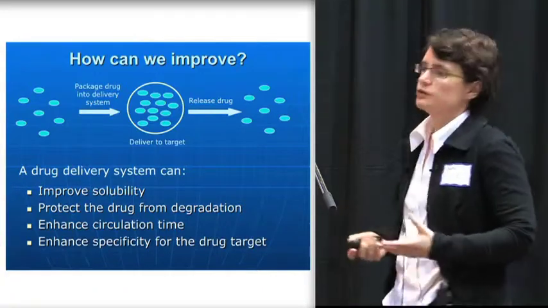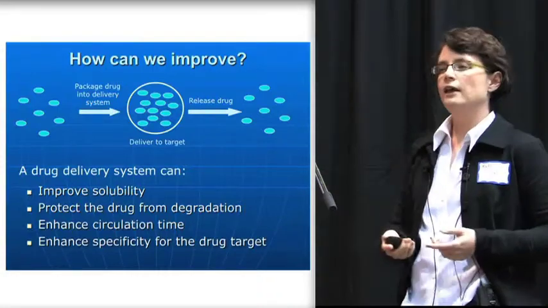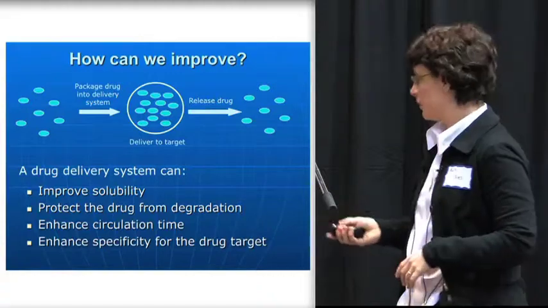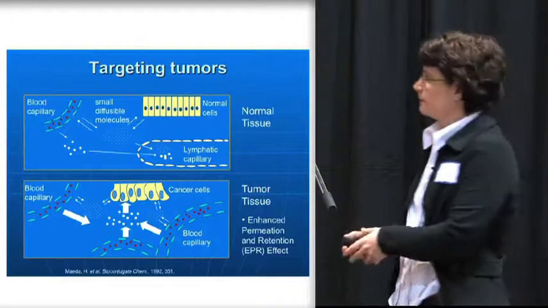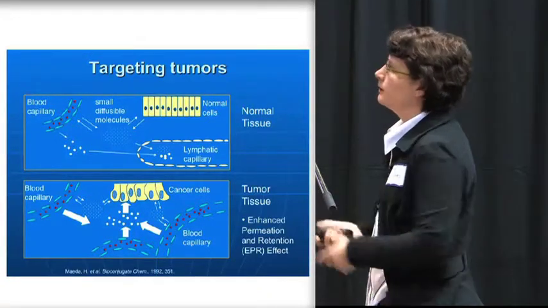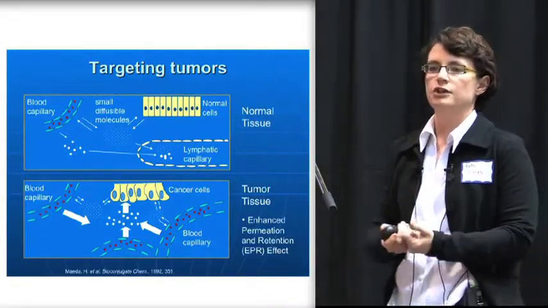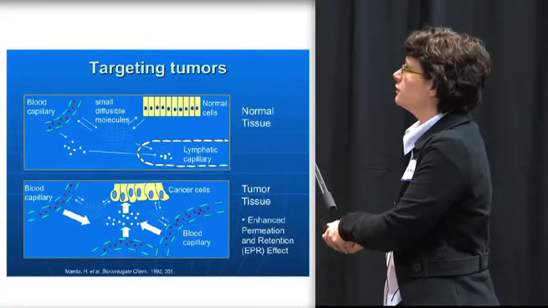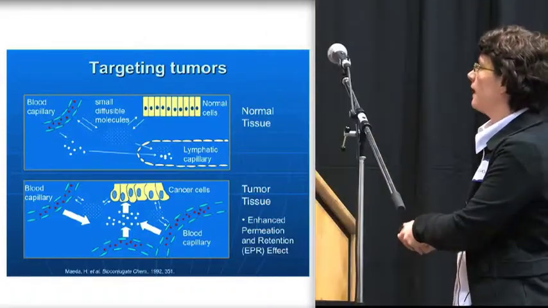And finally, perhaps most importantly, we can actually enhance the specificity for the desired drug target. There are a number of ways to do this, but I'll just give you one example in the case of anti-cancer drugs. So in normal tissues, the junctions between the cells which line our blood capillaries are really quite tight. And so this means that it's very difficult for large systems such as drug delivery systems to actually exit the vasculature and enter into normal tissue. And when they do, they tend to be rapidly carried away by the lymphatic system.